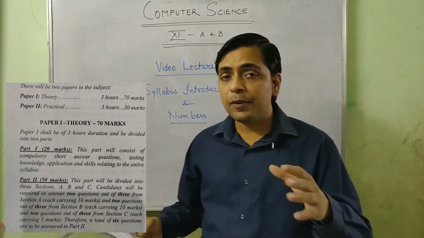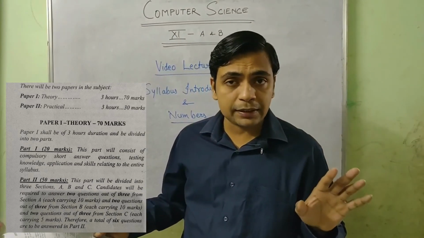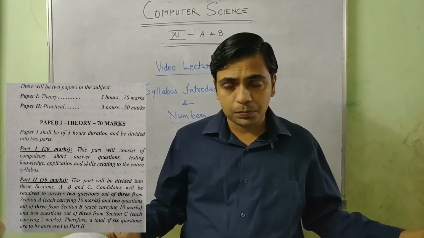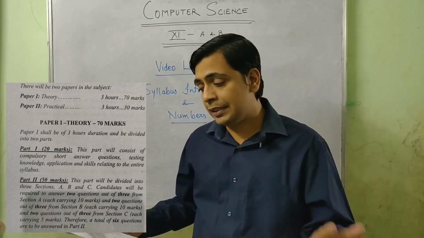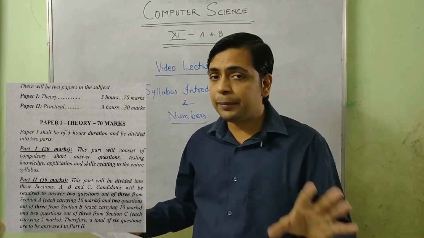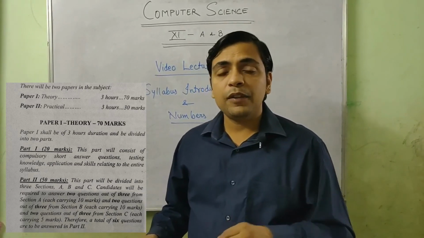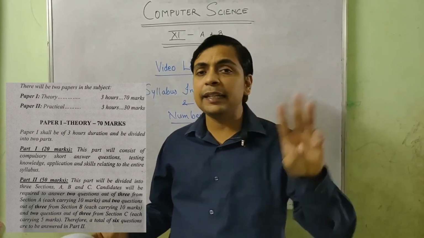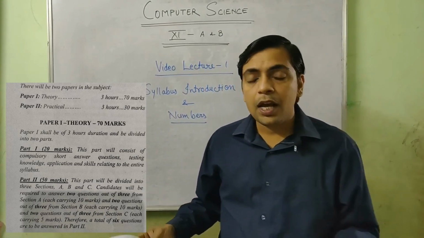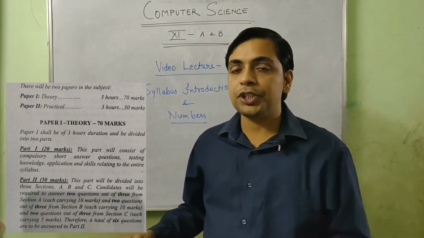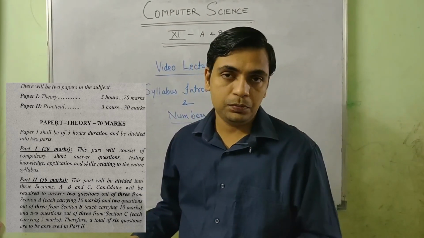Before I move on to that, this 70 marks paper itself is divided into two parts, part 1 and part 2. Part 1 is of 20 marks and all the questions in part 1 are compulsory. So you have to attempt this part 1 of 20 marks. Part 2 is of 50 marks, and there would be three different sections: section A, section B and section C. Each section will contain three questions. Out of these three questions, you have to attempt any two.